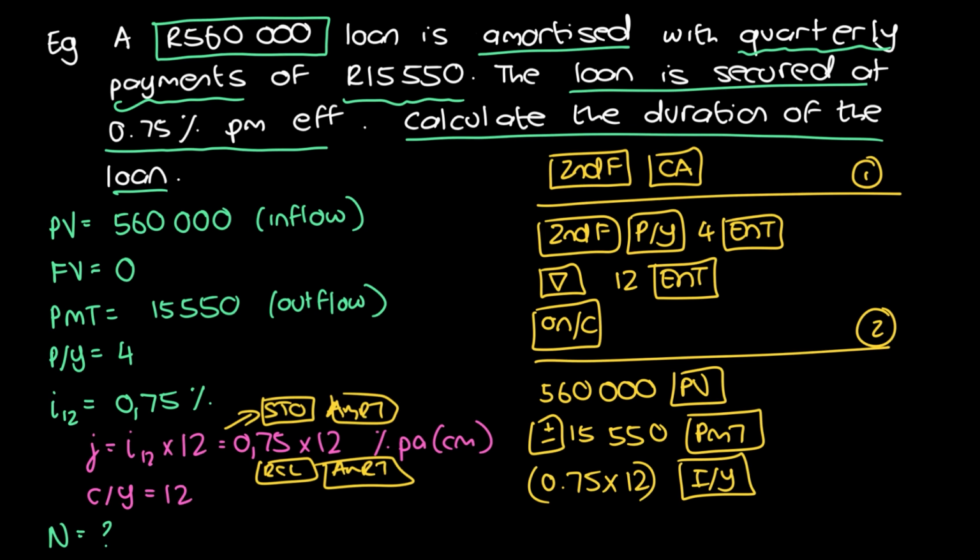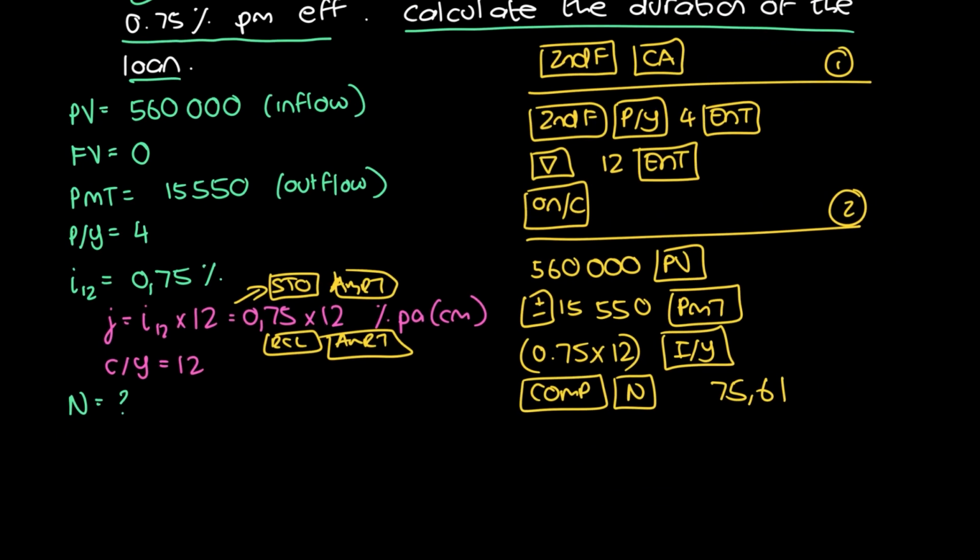Okay. Then next up, we have to compute it. So we can just say compute N, and that's going to give us an answer of 75.61. Now, remember, when they talk about calculate the duration of the loan, you would have paid this off at 75.61, which actually means you would pay it off at 76 quarters. And your final payment is just going to be smaller than the rest of your payments. So the end answer is 76 quarters.